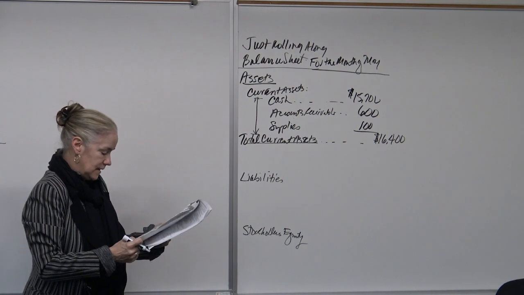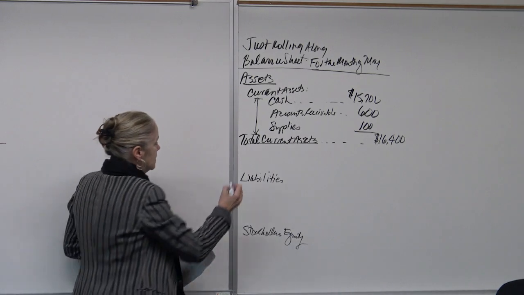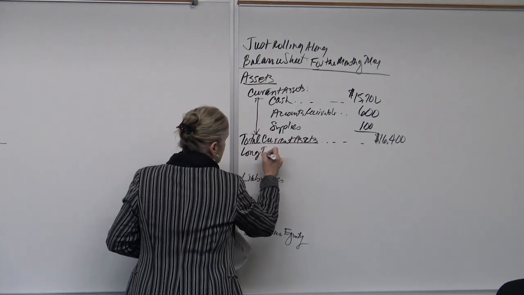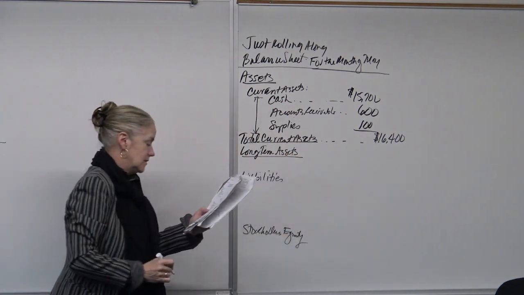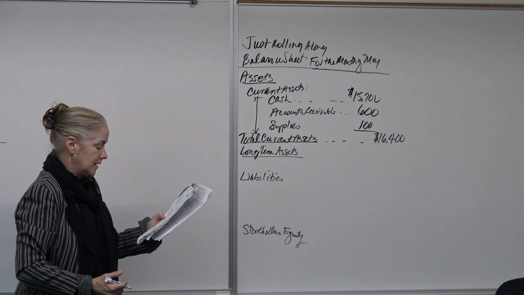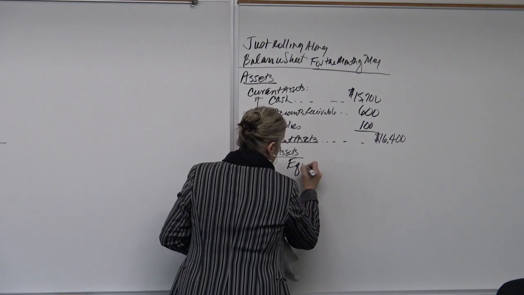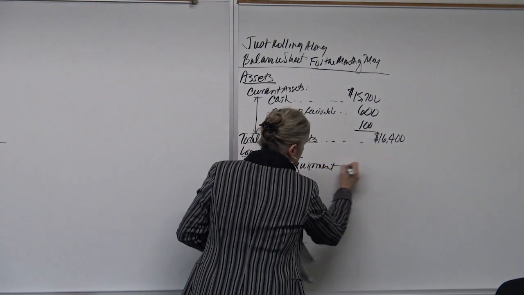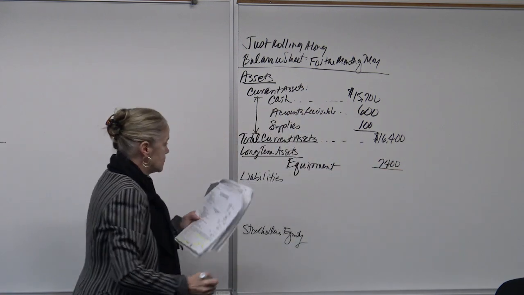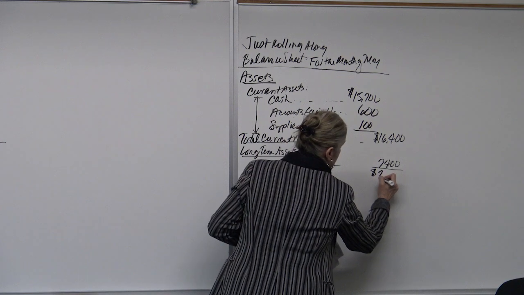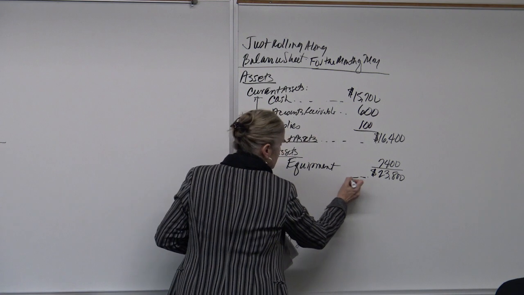Okay, now, let's take a look at our long-term assets. Property, plant, and equipment. So our long-term assets, that is considered anything longer than 1 year that we'll be using. We have 7,400 in our equipment. And our total assets are 23,800.